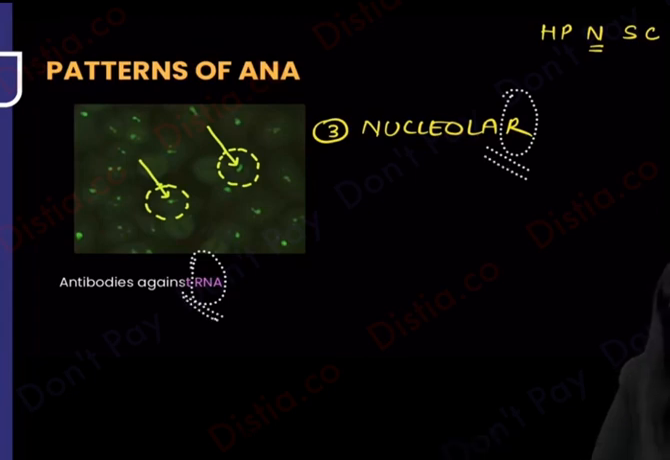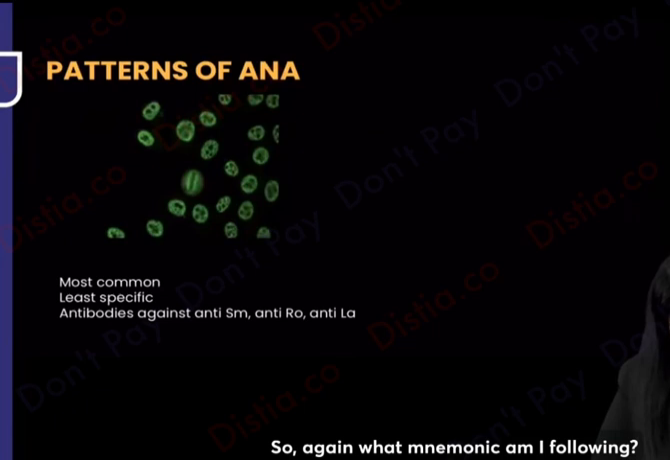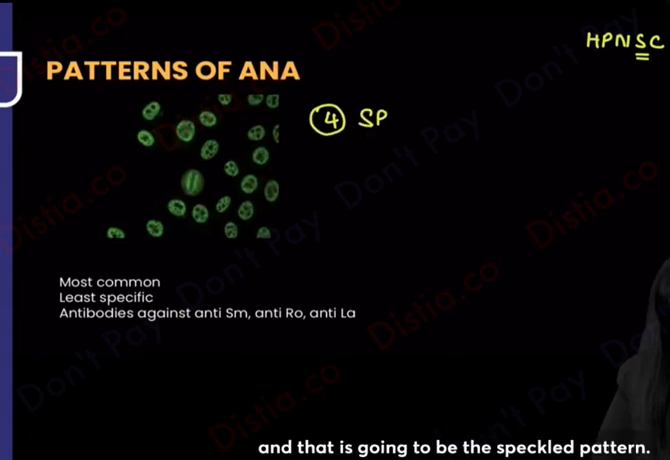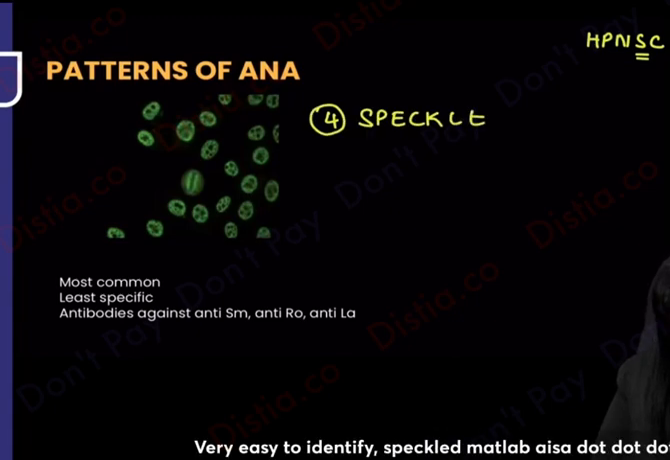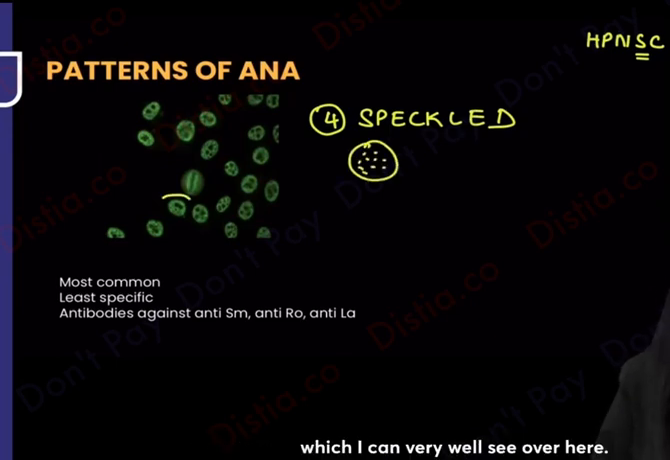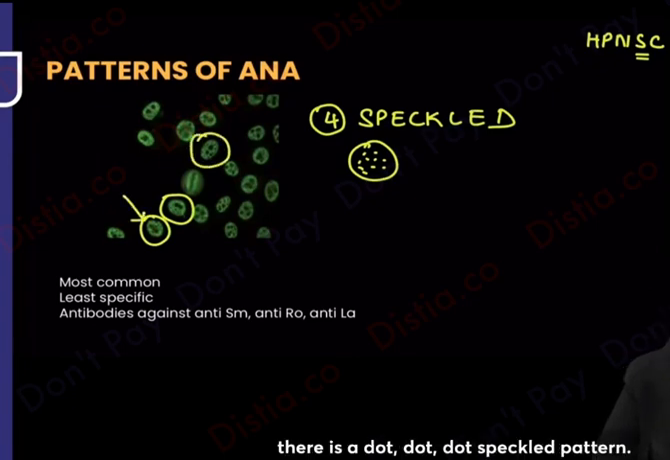Third pattern done. Let's move on to the fourth one. So again, what mnemonic am I following? I'm following the HAPPENS mnemonic. So now I come to the fourth one, and that is going to be the speckled pattern. Very easy to identify. Speckled means dot dot dot. The nucleus is going to show me this dot dot dot kind of a thing, which I can very well see over here. I can see that inside the nucleus there is a dot dot dot speckled pattern.